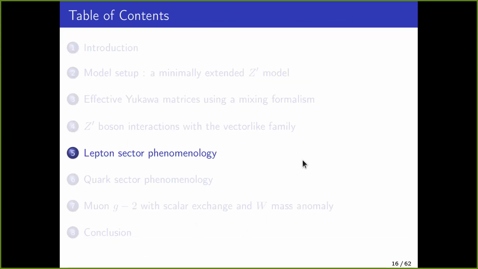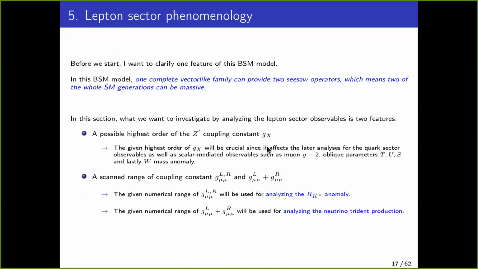We are ready to explore the lepton sector phenomenology because we have defined all the mass matrices and the coupling constants. Before we start, I want to clarify one feature of this BSM model. In this model, one complete vector-like family can provide two seesaw operators, which means two of the standard model generations can be massive.